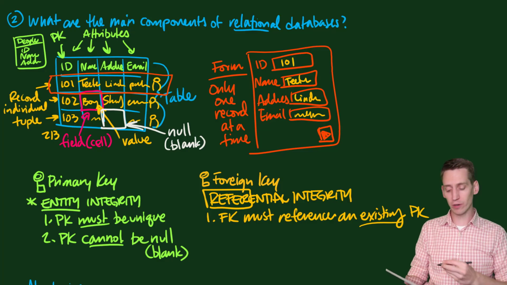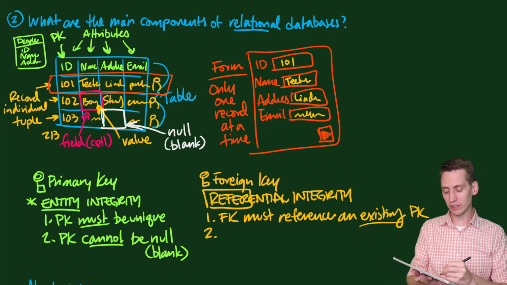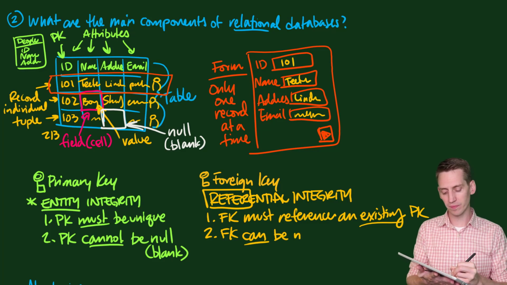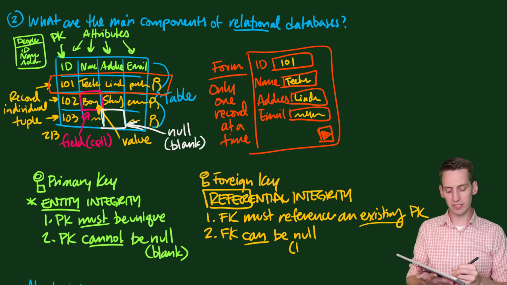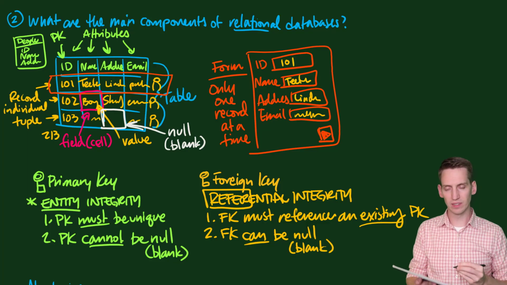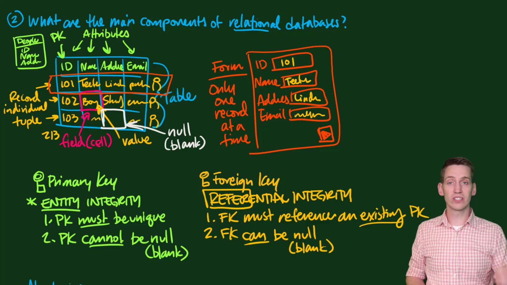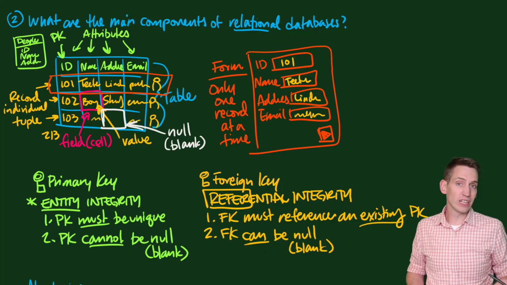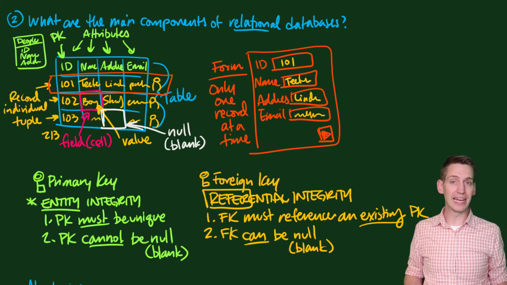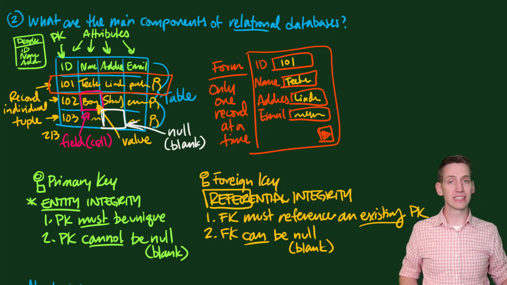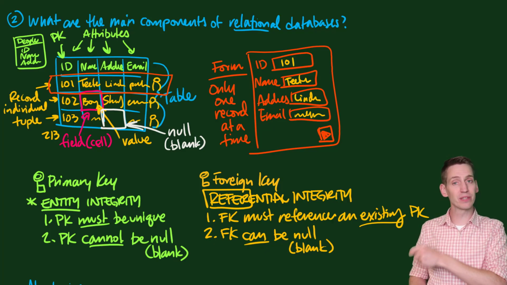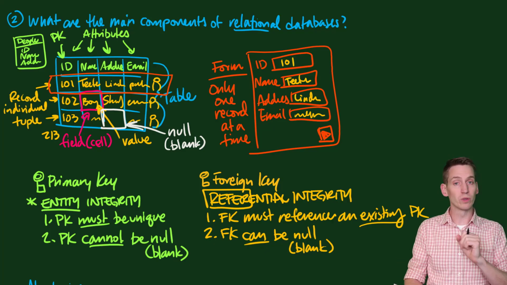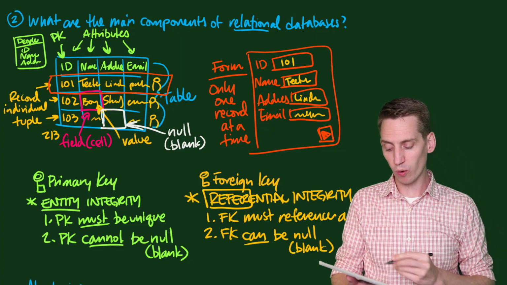However, unlike primary keys, the second part of this rule is that a foreign key can be null. Remember, null means blank. If I refer to person 213, 213 has to exist, but I could refer to no one and just leave it blank, and I could be perfectly fine. So it either has to match something that exists, or it has to be empty. Remember these two rules, they're very important.